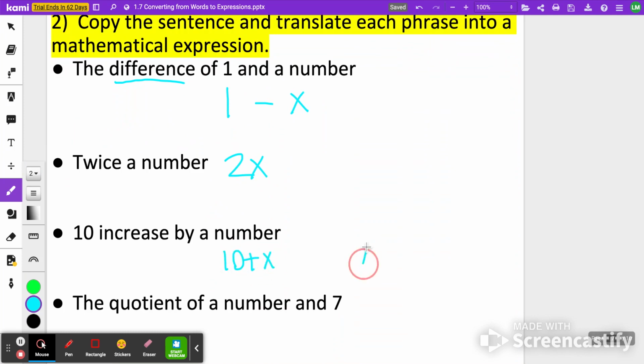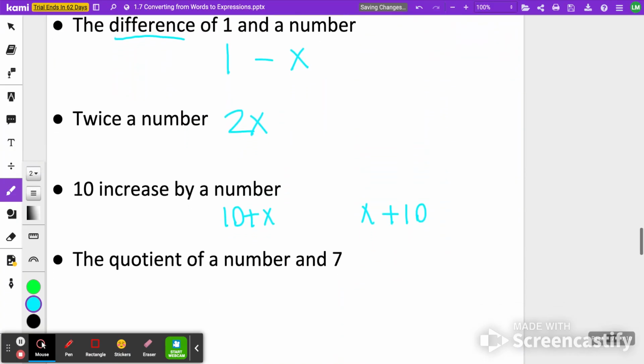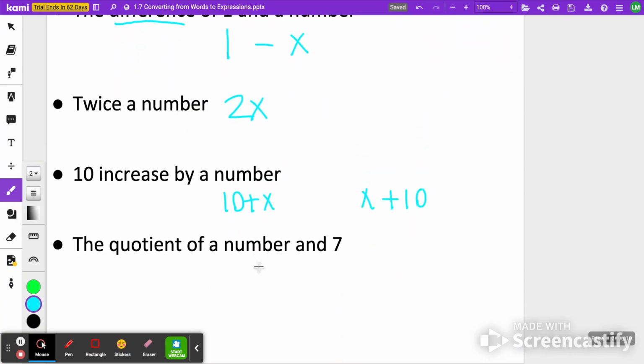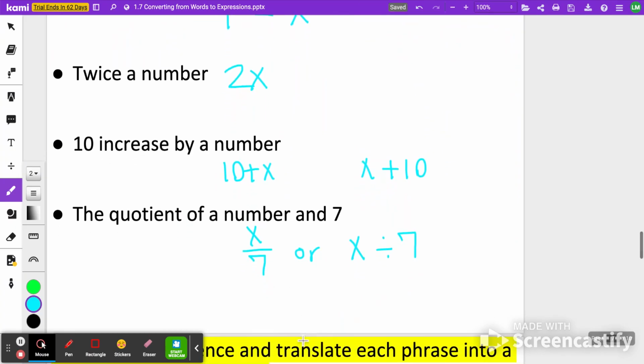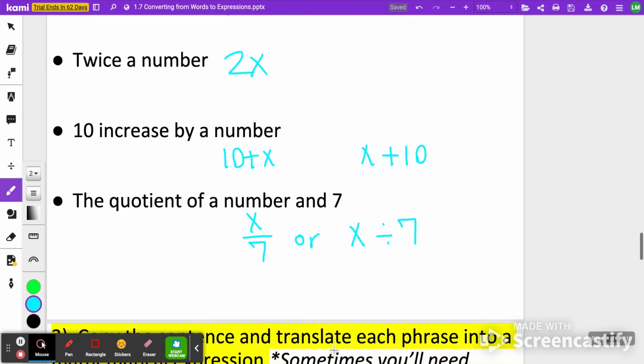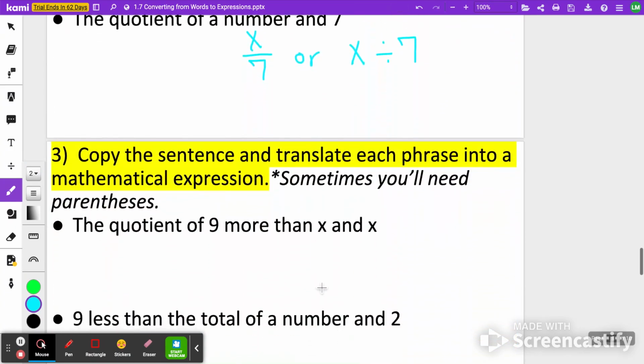This one you could also flip it around and say x plus 10, because this would be the commutative property of addition. The quotient of a number and 7 would then just be x divided by 7, or x over 7, or x divided by 7 with that symbol. These are the two ways that you would have that. With division, you cannot flip your terms around.